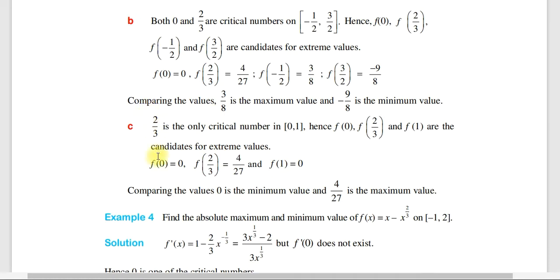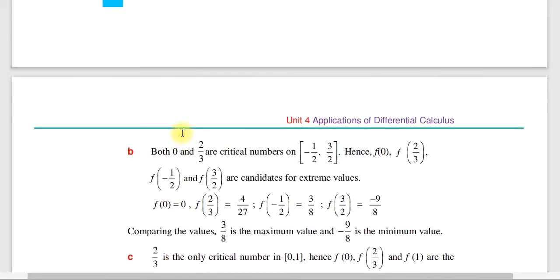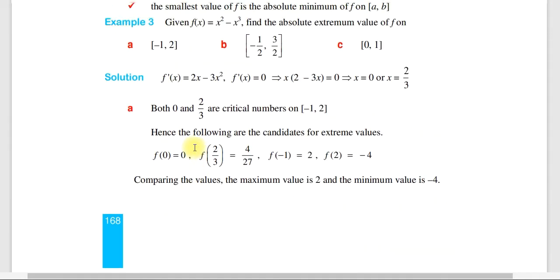For part c, 2 over 3 is the only critical number on the interval 0, 1. Hence, f of 0, f of 2 over 3 and f of 1 are the candidates for the extreme value. Now, why is it only 2 over 3? Why not 0? What is the reason?